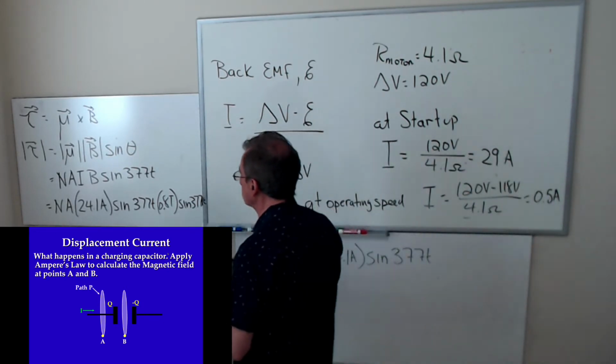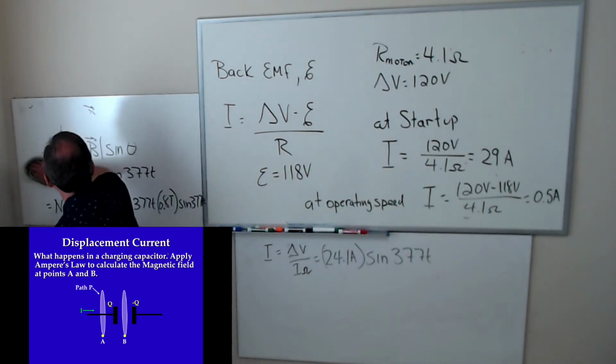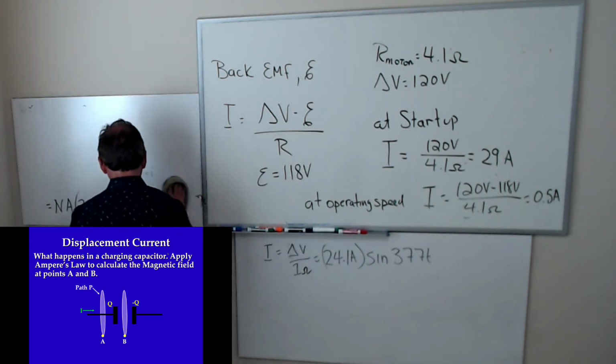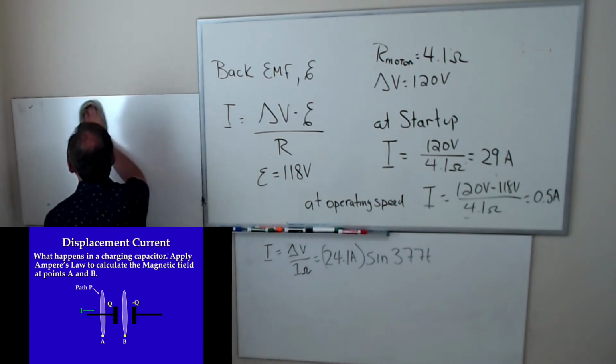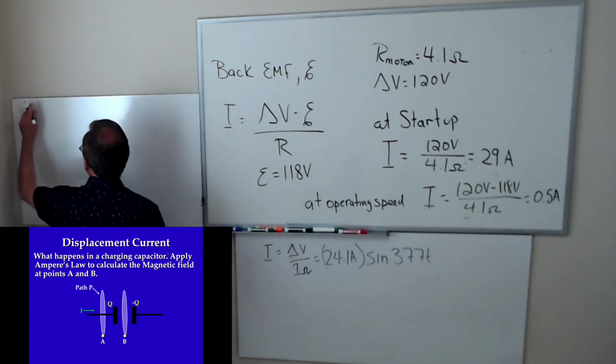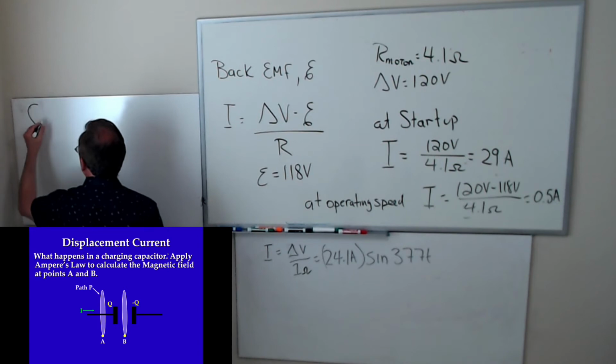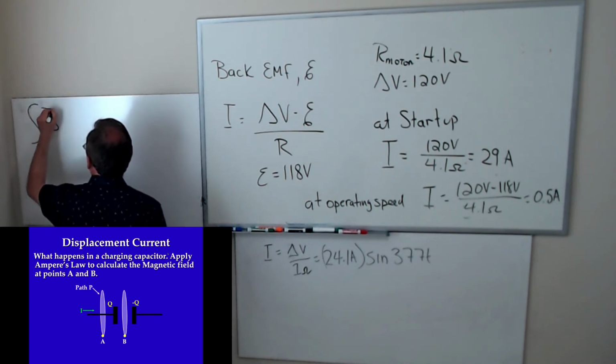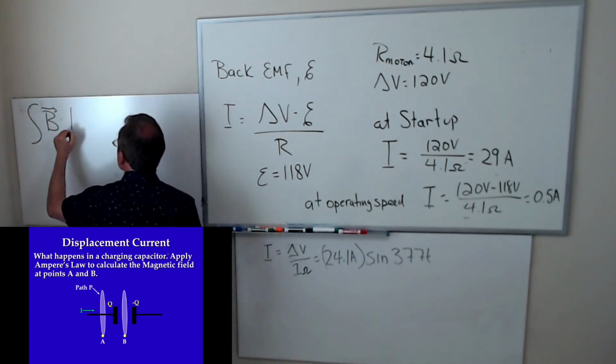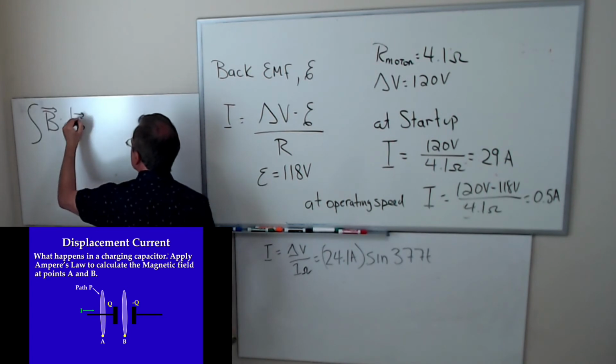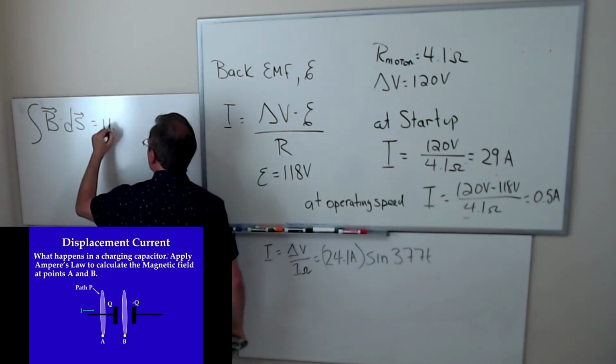I'm sorry, not Faraday's law. Ampere's law. Let's write Ampere's law. Ampere's law is this, that if you integrate the magnetic field around a closed loop, and you can call this an S, ds, or dl, whatever you want to call it.